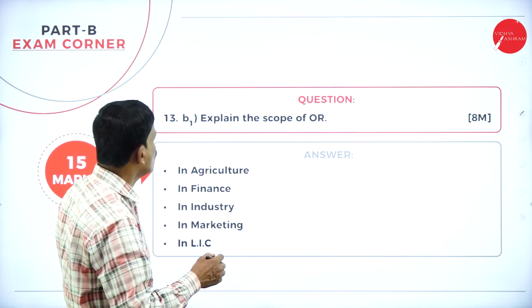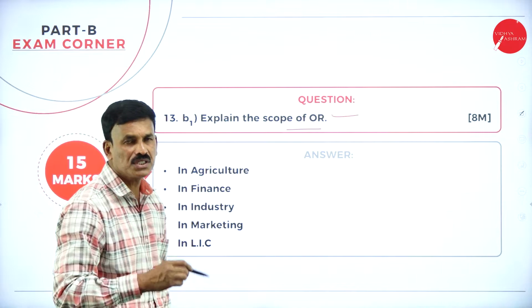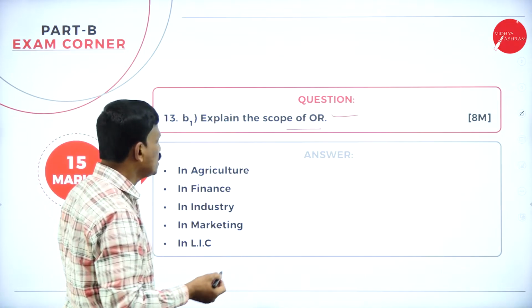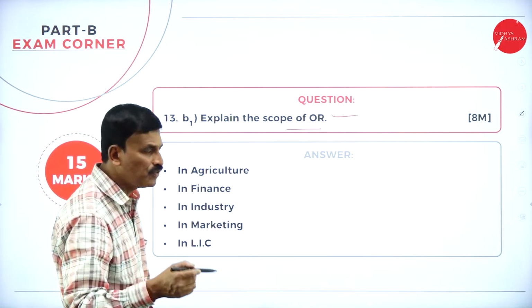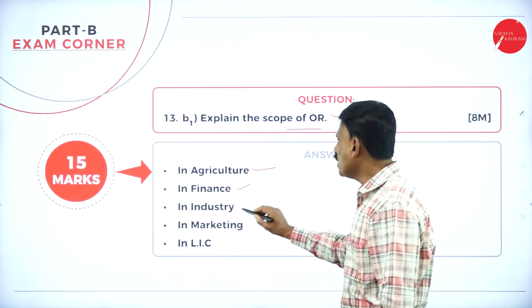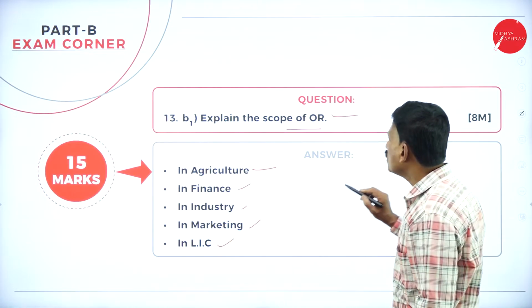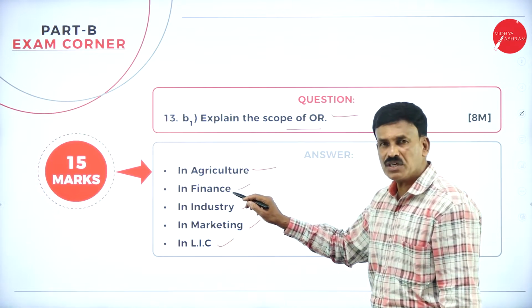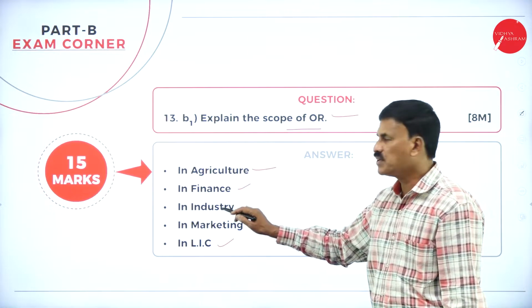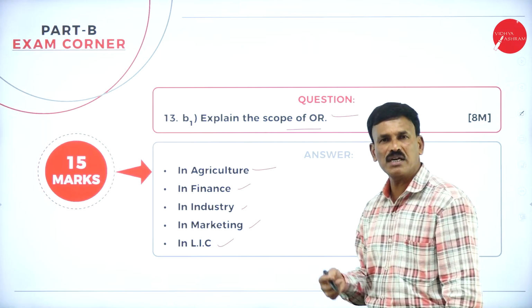So explain the scope of operation research. The question here is the scope of operation research for 8 marks. There are different scopes. Let me explain a few: in the field of agriculture, finance, industry, marketing, and in LIC. OR plays a very important role in all of these. Let me explain one by one.